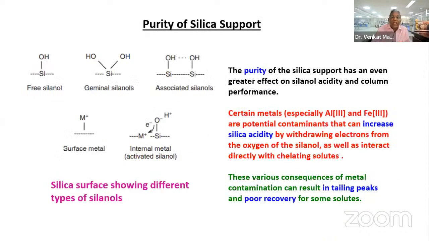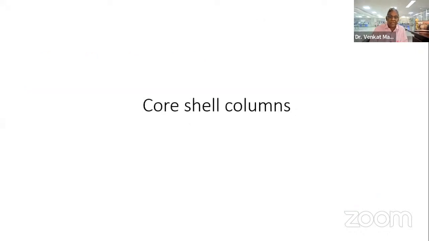Now, the purity of the silica also plays a very important role. If the surface of the silica is contaminated by metals, then the purity affects the acidity of the silica. Because it affects the acidity, it leads to peak tailing and poor recovery of the sample. Therefore, when they make a column, the purity of the silica support is extremely important for us.